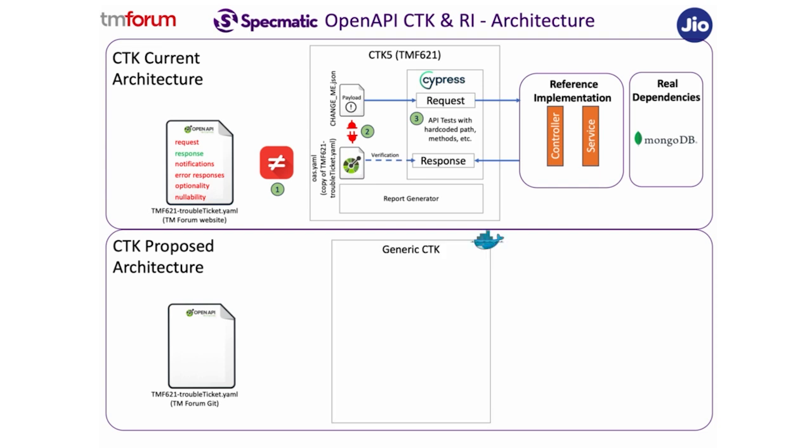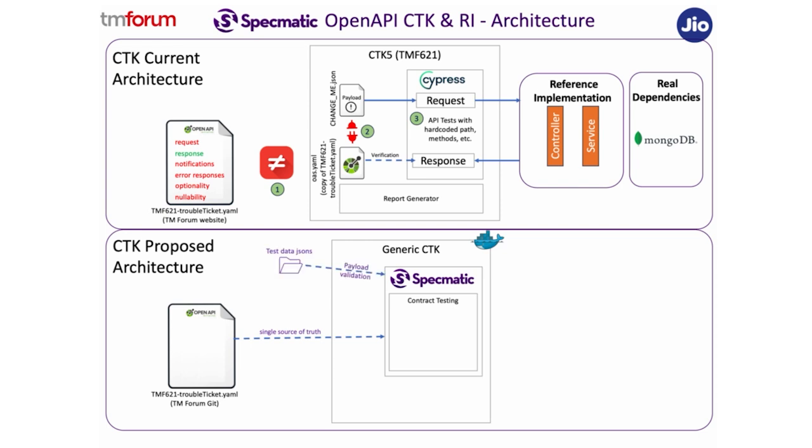We have a generic CTK now. We don't have a CTK which is specific to each API, but we have a generic CTK which is also Dockerized. And this CTK internally is powered by Specmatic, where we're using contract tests that Specmatic is known for to basically do the conformance testing. Specmatic itself will pull at runtime the OpenAPI specification from the Git repo, which is the single source of truth, and it's not duplicating any of this stuff.